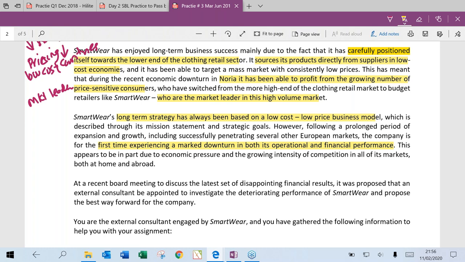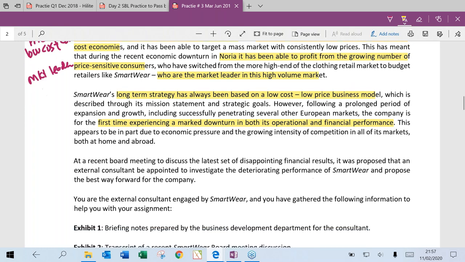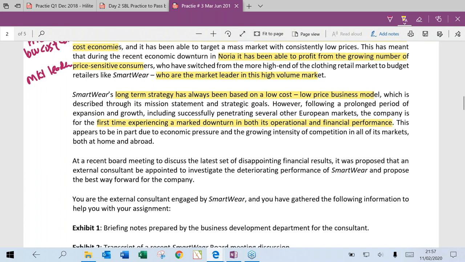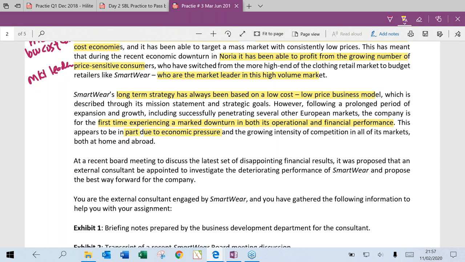I don't know. This appears to be in part due to economic pressure, okay, and the growing intensity of competition in all of its markets, both at home. So what are the key messages from this one? Low price model and marked downturn in both operational and financial performance. Financial is down, economic pressure and high competition.